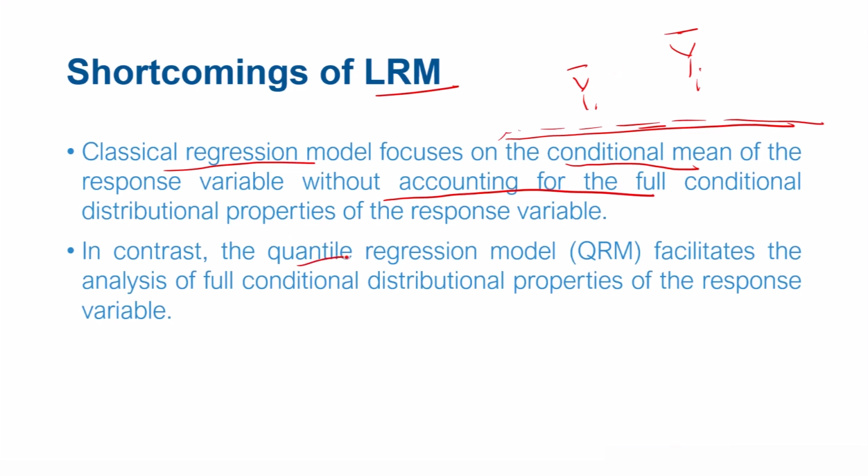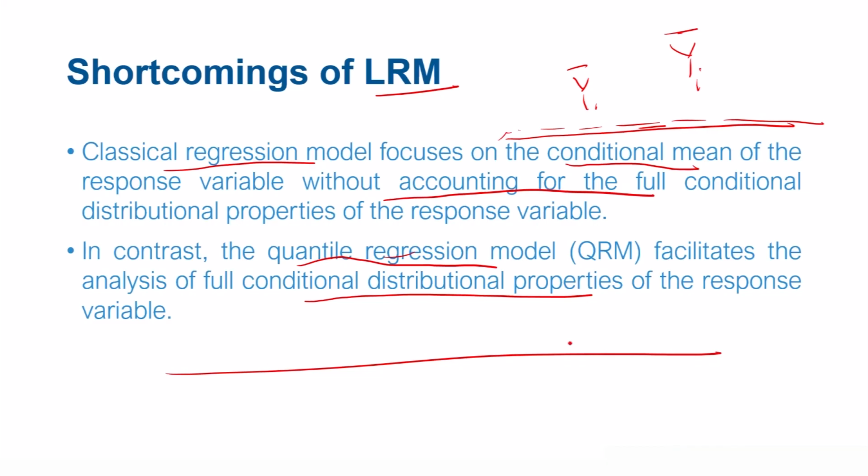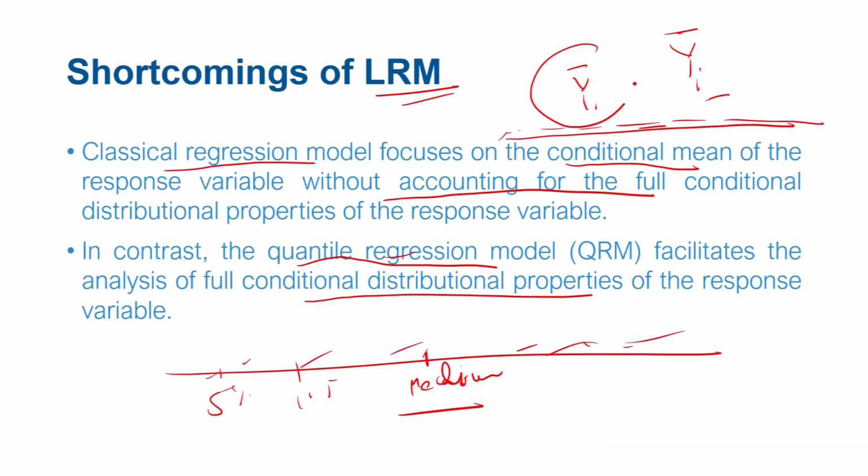In contrast, the quantile regression model facilitates the analysis of conditional distributional properties of response variables. So with the quantile regression model, you are not only interested in the median value, which is different from the mean, although related. You're looking at the median, but also at other quantiles, for example, the 5th percentile and the 10th percentile. It gives you the flexibility to estimate the response variable across different quantiles, unlike the linear regression model, which is focused totally on the mean.